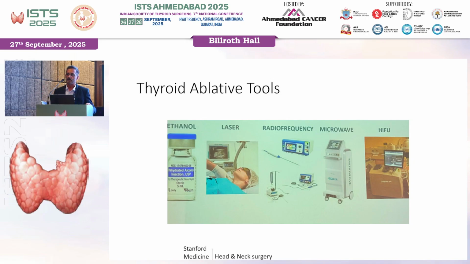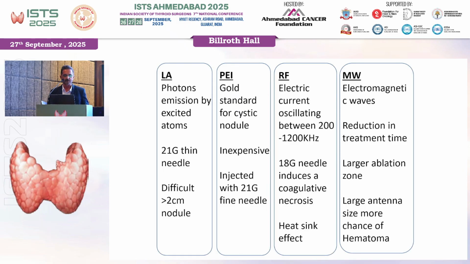For the smaller nodules, around 10 mm, 12 mm, laser ablation is good, and radiofrequency and microwave ablations are good for the solid tumors. And coming up is high frequency ultrasound, high intensity focused ultrasound. So how can we compare, and what are the merits and demerits?